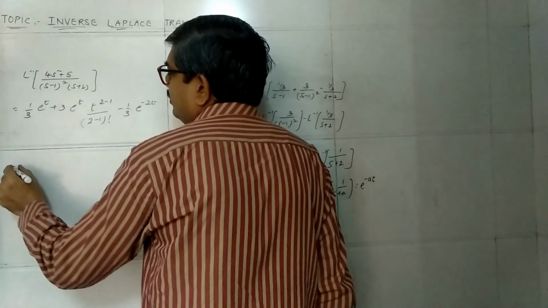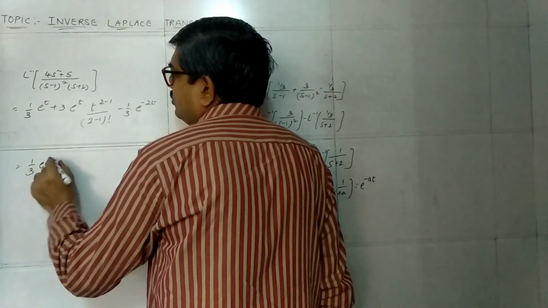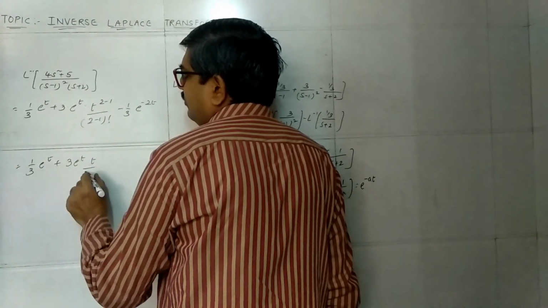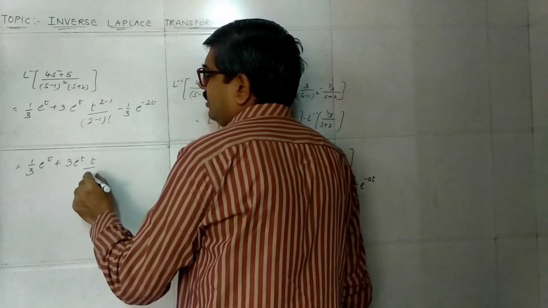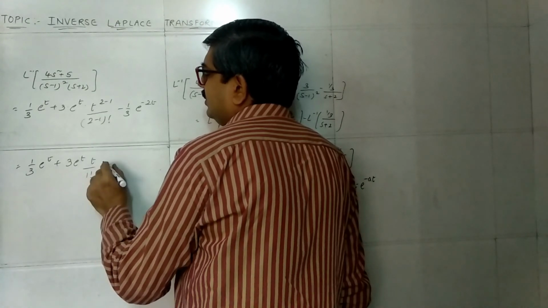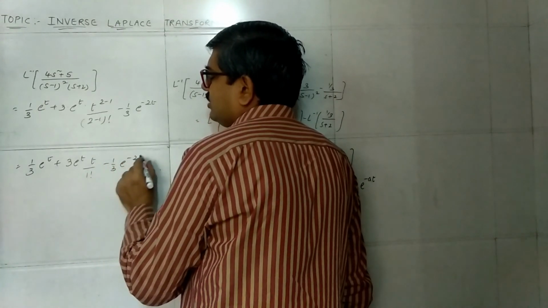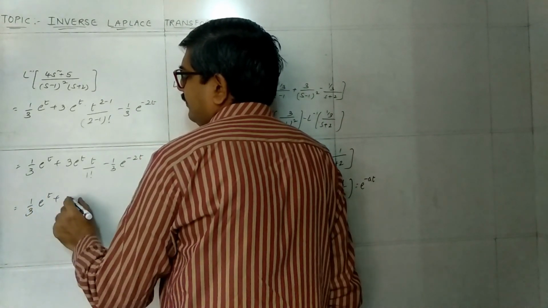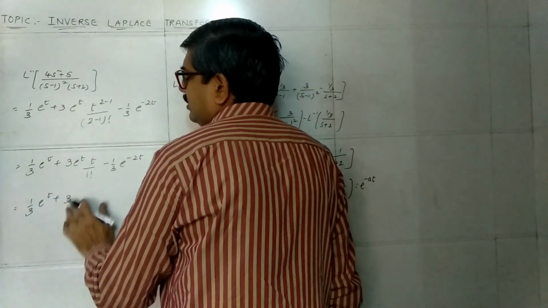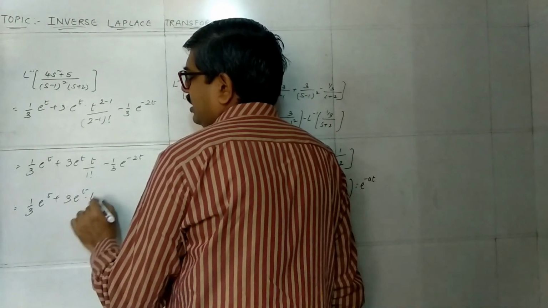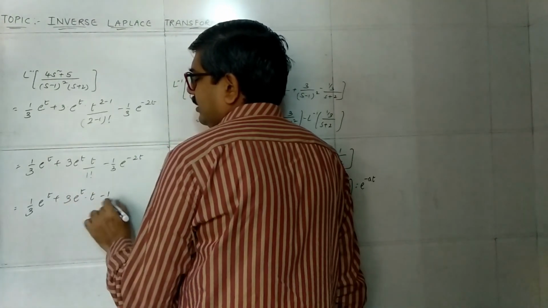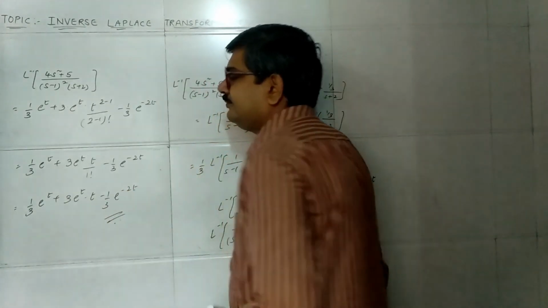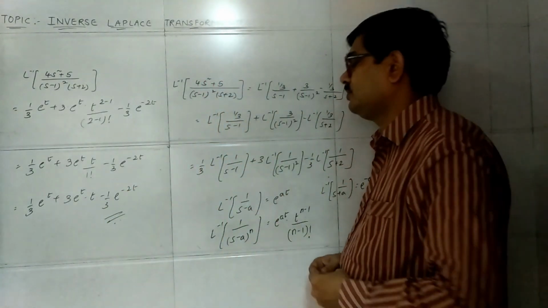So that is equal to 1 by 3 e raised to t plus 3 e raised to t into t upon 1 factorial. 1 factorial is 1. Minus 1 by 3 e raised to minus 2t. So final answer: 1 by 3 e raised to t plus 3 t e raised to t minus 1 by 3 e raised to minus 2t. Okay. So I hope you understood this sum.